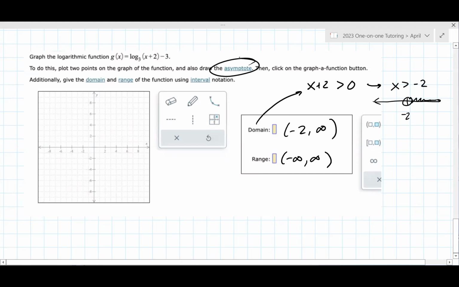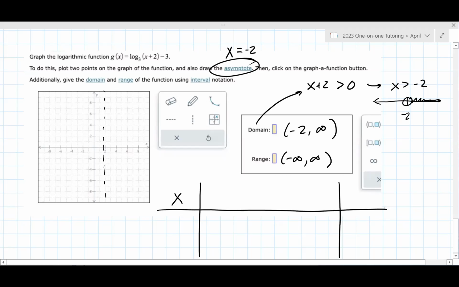Now the asymptote, which I should have done, that surely should follow from the domain, is x equals -2. It's whatever that first number is there. Got it. Okay. Now on to this business of choosing the points very carefully here.